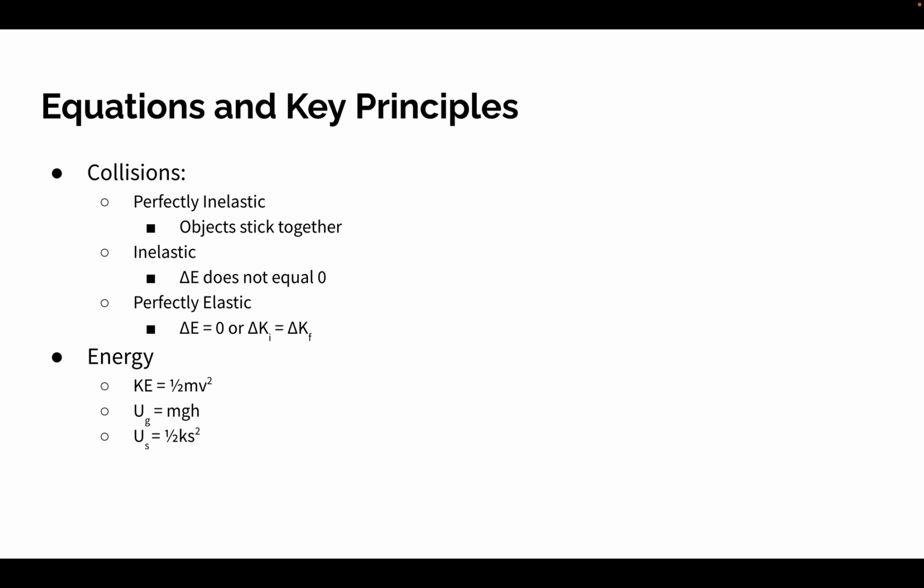So, some key equations and principles. To begin with, we must understand collisions. A perfectly inelastic collision is when the objects stick together upon the moment of collision. Inelastic means that the change of energy does not equal zero, and perfectly elastic means that the change in energy equals zero, or the initial kinetic energy equals the final kinetic energy. And some broad energy equations: kinetic energy equals 1/2 mv squared, gravitational potential energy equals mgh, and spring potential energy equals 1/2 ks squared.